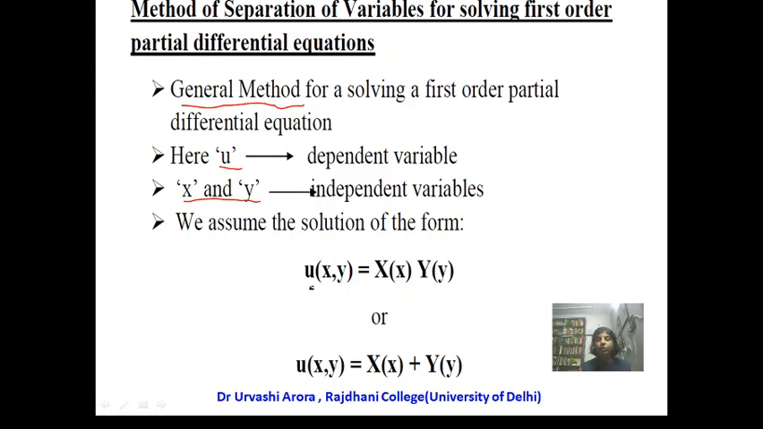Now in this method what we do is we assume that the solution u(x,y), which is a function of x and y, is of the form X(x) Y(y), that is, it is a product of two functions, capital X and capital Y, where capital X is a function of small x only and capital Y is a function of small y only. Or the other way is that you can assume u to be a sum of two functions, capital X and capital Y, where again capital X is a function of x only and capital Y is a function of small y only.